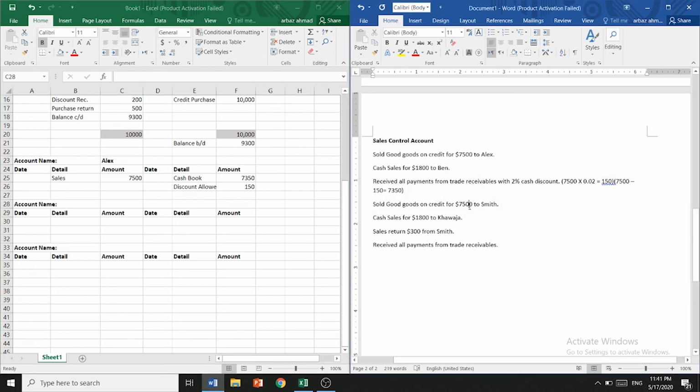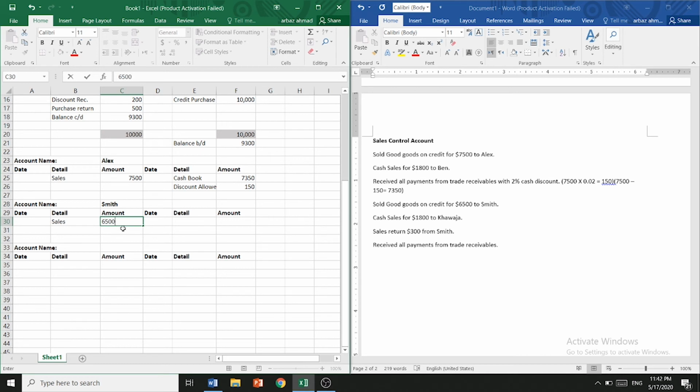Sold the goods on credit to Smith for $7,500. I'm going to open an account with the name of Smith. He is my trade receivable. I sold the goods to him, so sales will be credit and he will be debit. Why I sold it, it will be sales. All right, so this is also 7,500. Okay, let's change the amount. Let me change the amount here so you don't get confused.